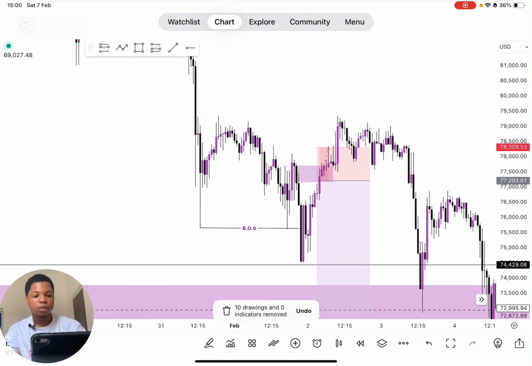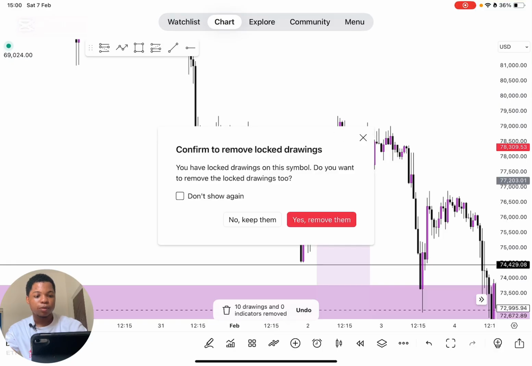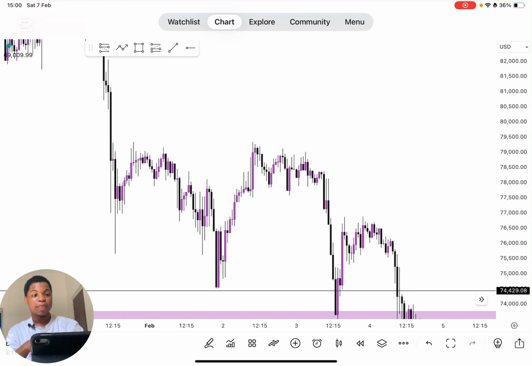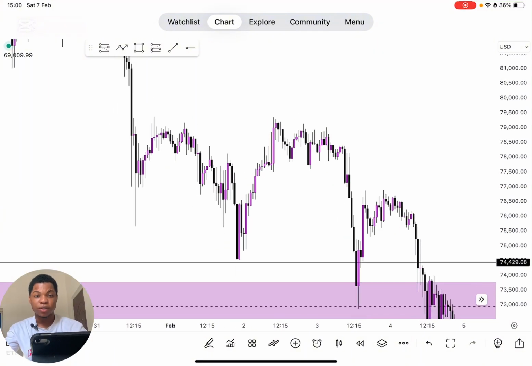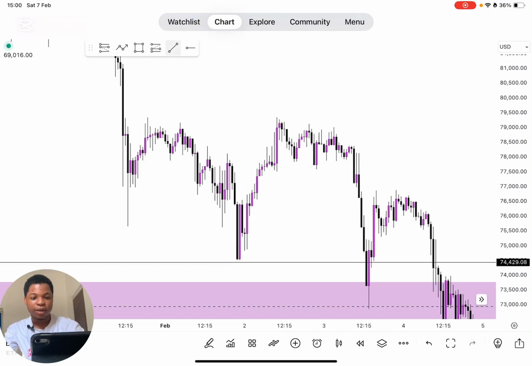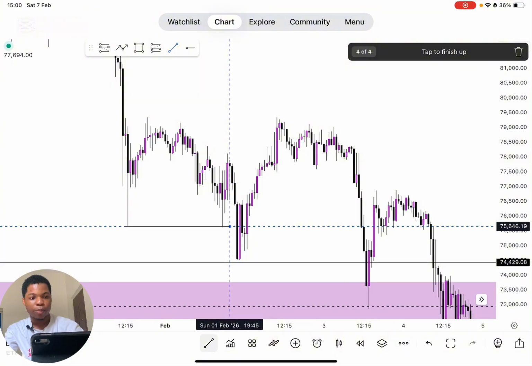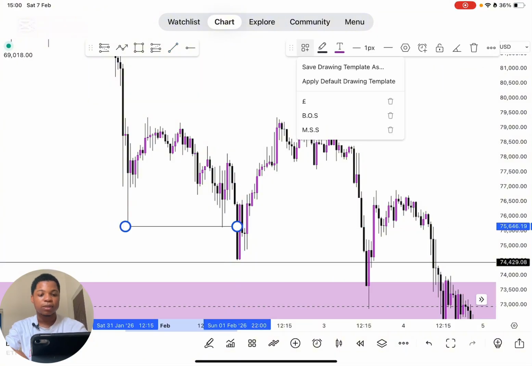Remove our drive. No, keep them. Okay, so I did my top-down analysis over the weekend. You understand? My bias was bearish, so I was expecting bearishness from the market. So when the market opened on Monday, I happened to see this break of structure here. This is a break of structure to the downside.